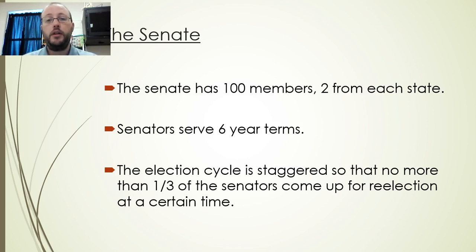And in that one, about 33% of the senators are brought up for re-election at that point. 2 years later, another 33%. 2 years later, another 33%. So every 6 years, it makes a full cycle.